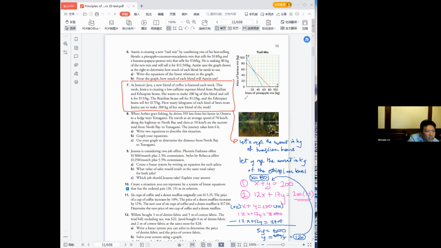So again, you should write a concluding statement in school. Not that important for the purpose of this class. But in school, you should write, therefore, she needs 80 kilograms of the Brazilian beans, and then 120 kilograms of Ethiopian beans. Okay, so you should write this concluding statement. And then if you do your solution like this in school, this should be worth full marks.